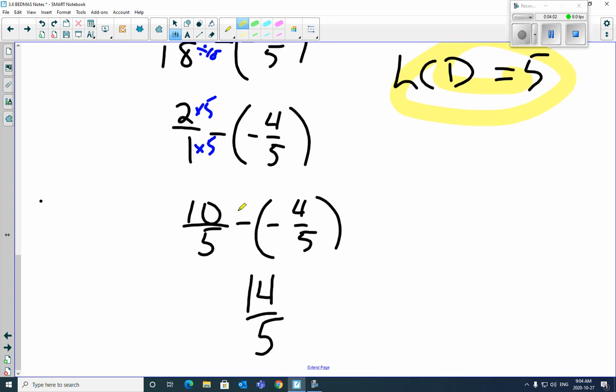And that's the old additive inverse rule, right? We would add the opposite, or you could use your calculator. So we end up with positive 14 over 5. Now, again, that's an improper fraction. You can leave it that way, or you could reduce it down to a mixed fraction. That's up to you. Okay, so that was lesson 3.6, order of operations.